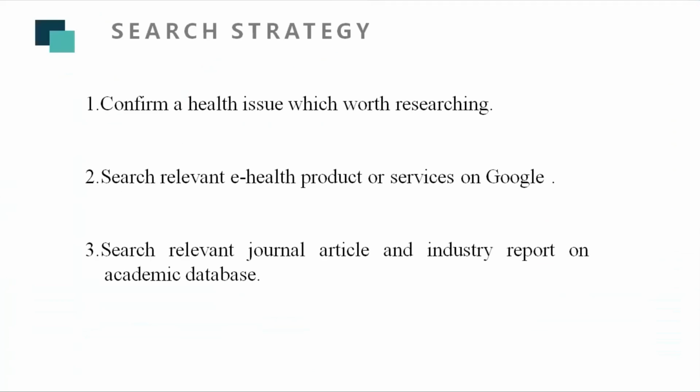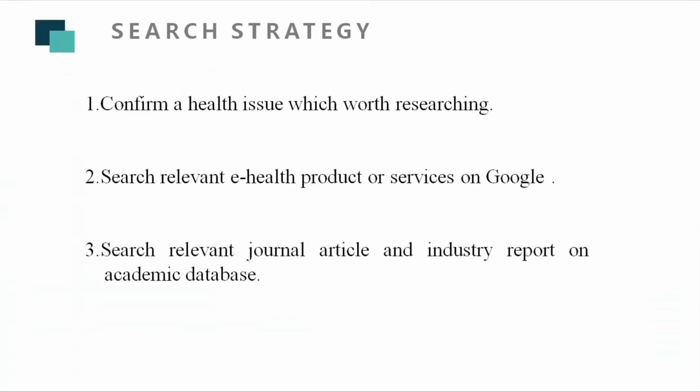Our search strategy has three different steps. The first is to confirm a health issue which was researching. E-health services is an electronic way to manage the health issue. So in our case, diabetes is found because it's a very serious disease which has a big impact on the whole society. And the second step is to search relevant e-health products or services on Google.